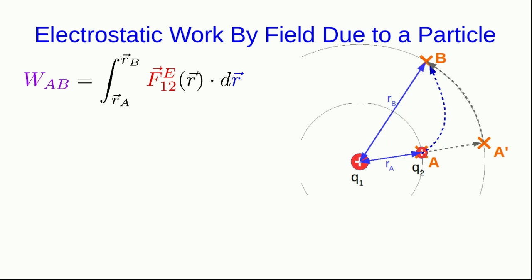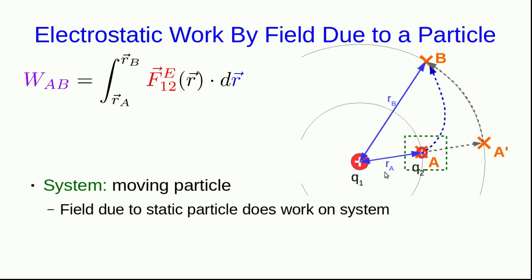So let's now find, for some charge Q2 moving along some path from A to B near another charge Q1, how much work the electric force does on Q2. Note, we're thinking of just Q2 as our system, and either we can think in terms of Q1 doing work on the system, or we can think of the field due to Q1 doing work on the system. Either way we think about it, it's the same thing.